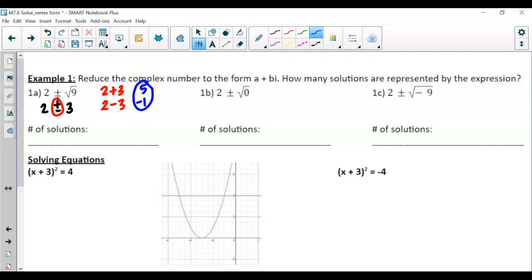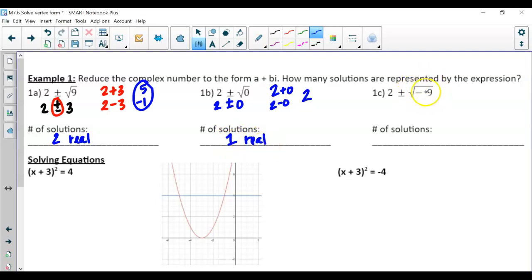So that means how many solutions? Well, there are 2 real solutions. So in the past, we had simplified problems like this and got our 2 real. So then what is the square root of 0? Well, just 0, right? So this is 2 plus or minus 0. Well, 2 plus 0 is still 2, and 2 minus 0 is still 2. So with the square root of 0, this means we only have 1 real solution.